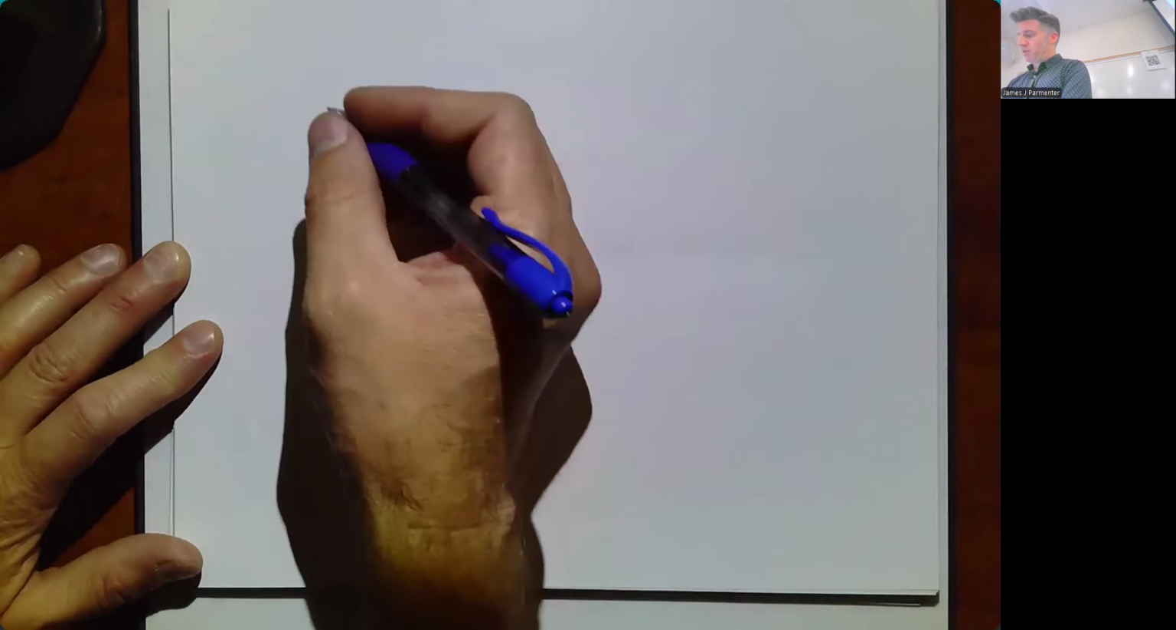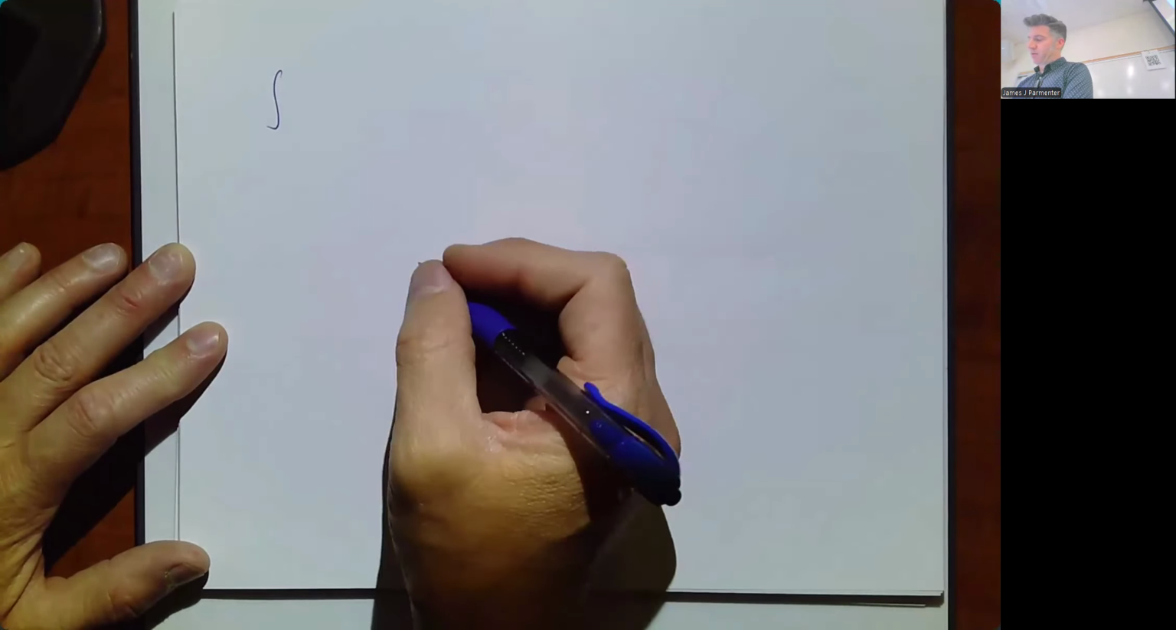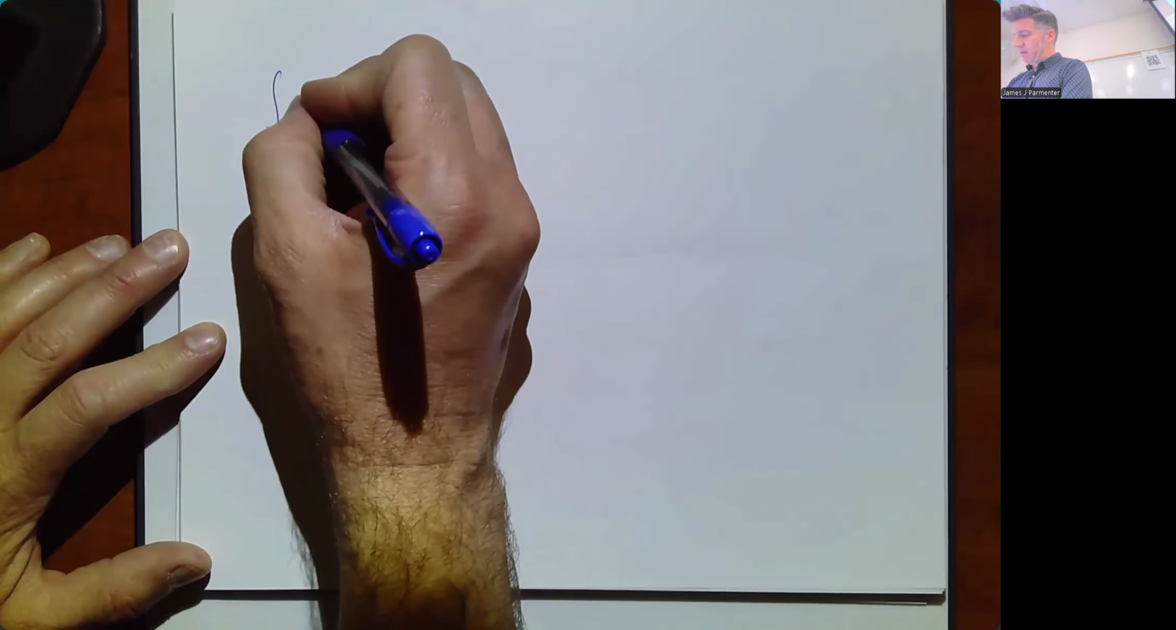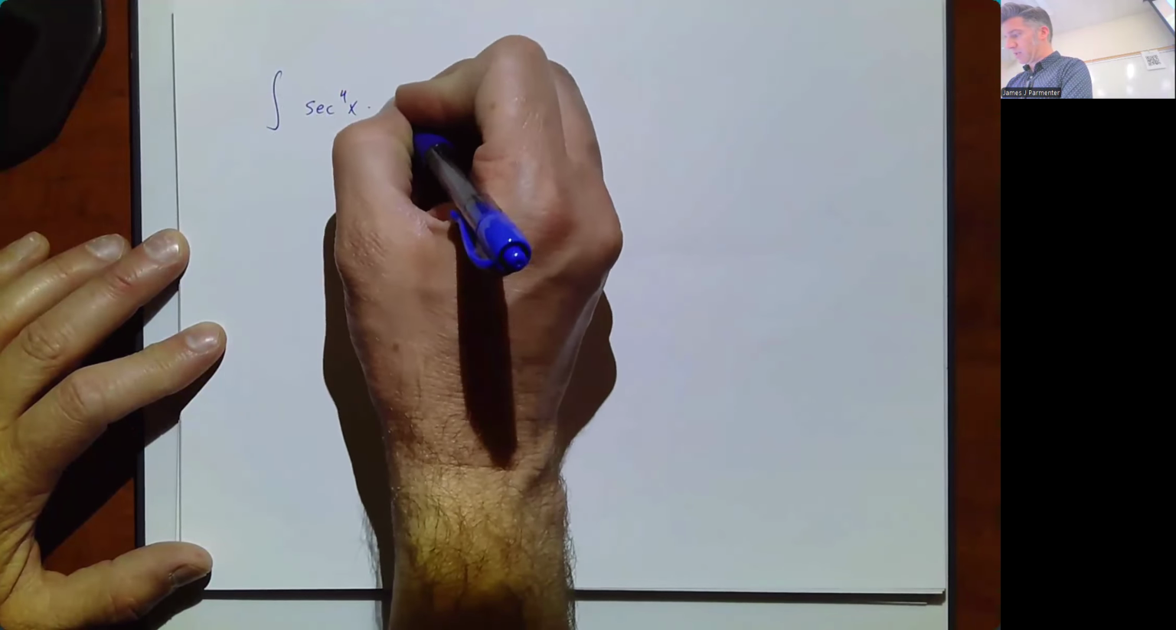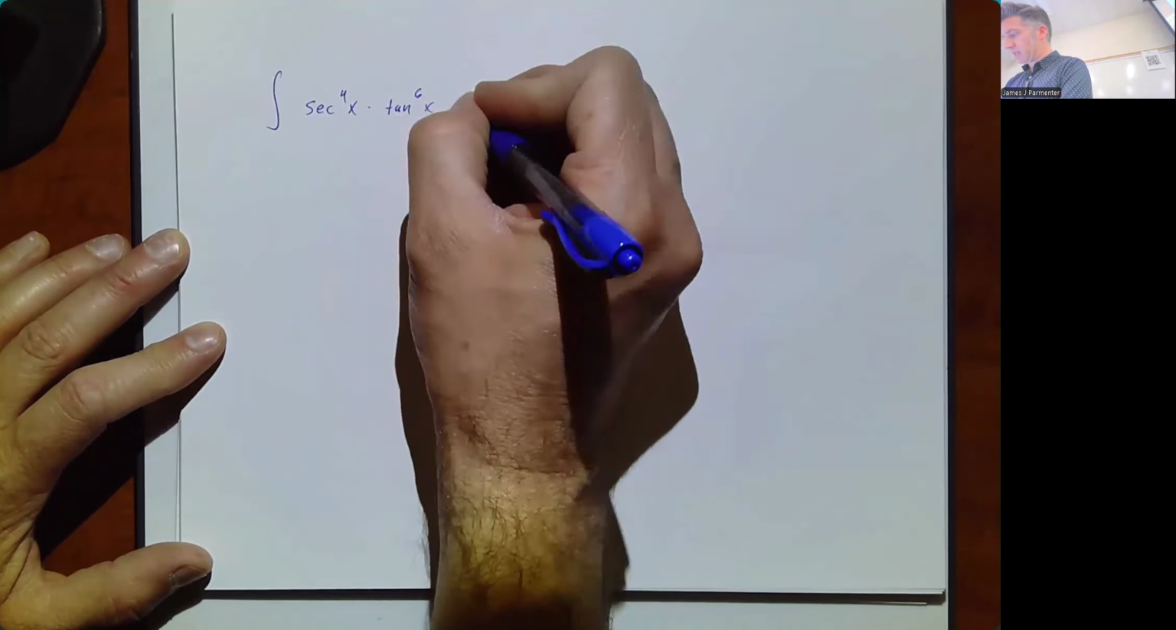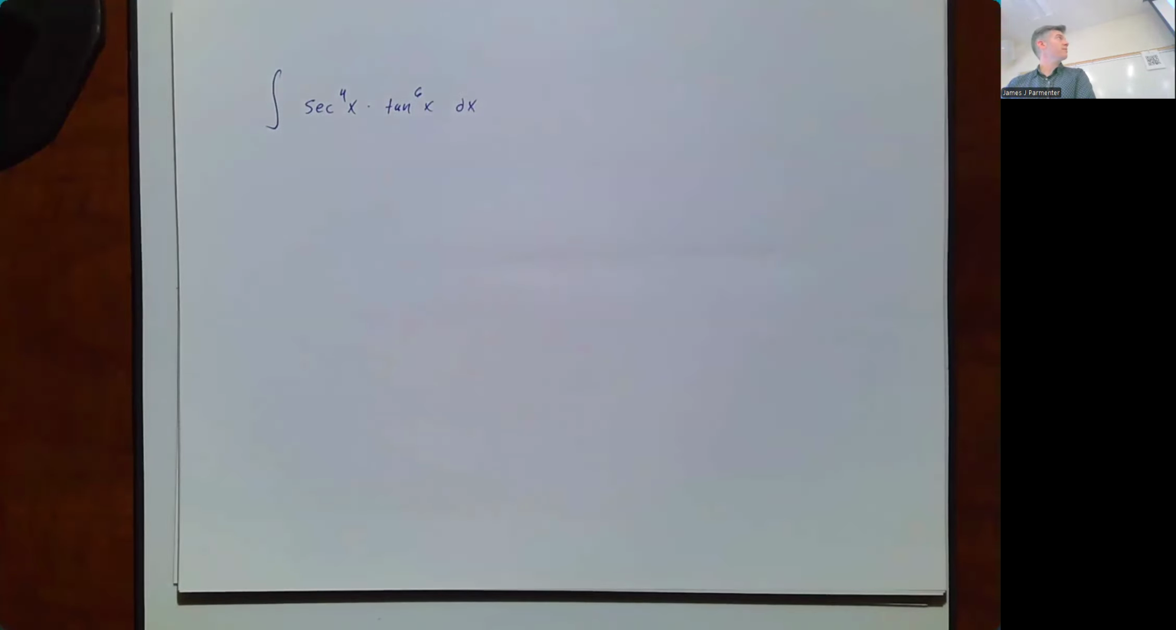Let's say we want to do the integral of secant to the 4th x times tangent to the 6th x dx. Whenever you see powers of trig functions like this, most of the time, there are some exceptions, you're letting u equal either secant or tangent, or whatever your functions are raised to powers.